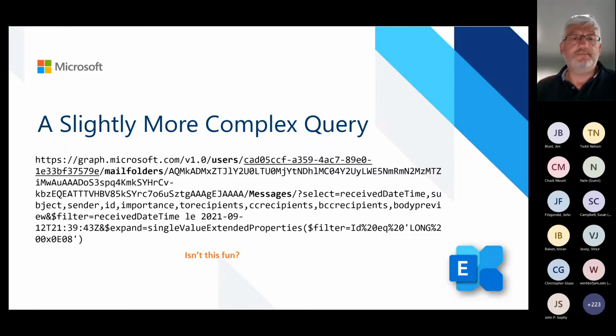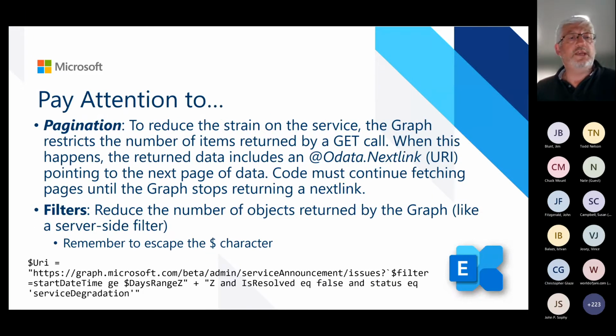So that's all goodness. So as we said, you have to pay attention to pagination. This is to reduce the strain on the service. So what actually happens when pagination occurs is that the graph gives you back the first page of data. Let's say it's 10 items or 50 items or 100 items. There is actually a top parameter that you can pass to control how many items you want to receive in a page, but that's going to top out maybe at 999.